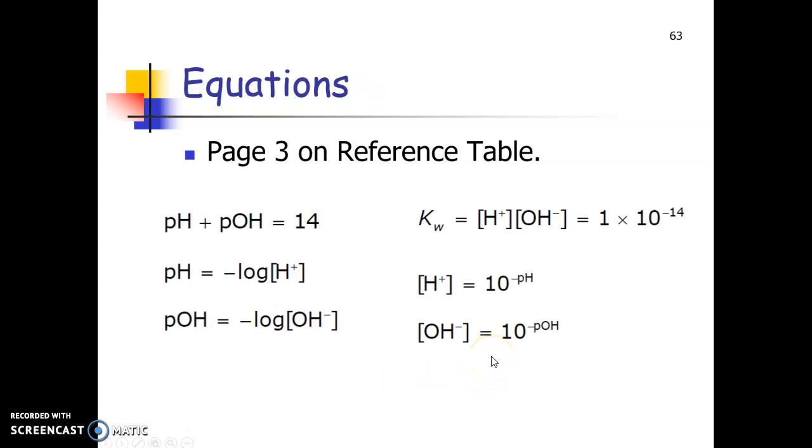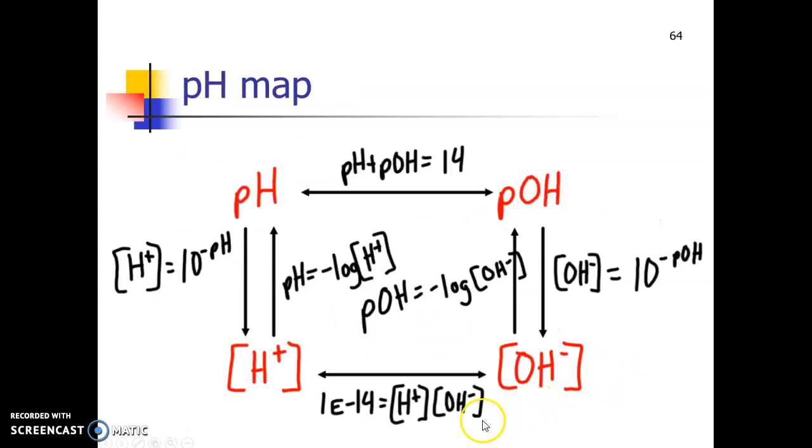Alright, so here's a summary of all the equations to relate pH, pOH, hydrogen ion concentration or hydronium concentration, and hydroxide ion concentration. These are found on page 3 of your reference table, and here's a map that relates all of these quantities to one another. So if you need to go from pH to H+, then you use this equation. If you need to go from H+ to pH, then you use this equation.